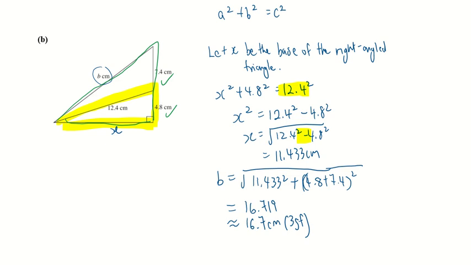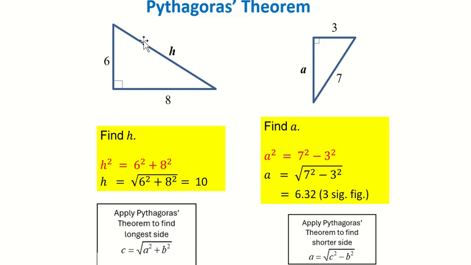So you notice that for Pythagoras theorem, when I find the longest side, the hypotenuse, I apply the Pythagoras theorem, my c is actually the square root of a squared plus b squared. But if I want to find one of the shortest sides, I apply the formula, my a is actually the square root of the longest side squared minus the other shortest side squared.